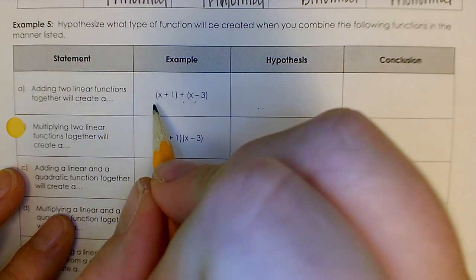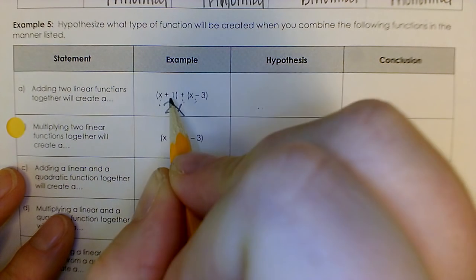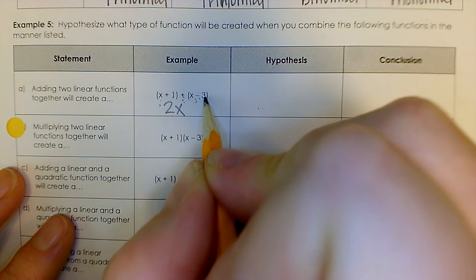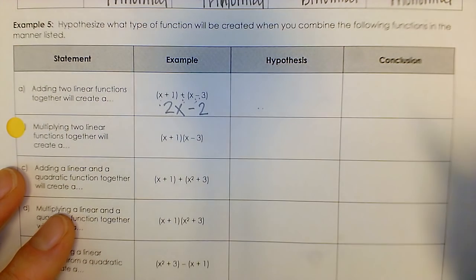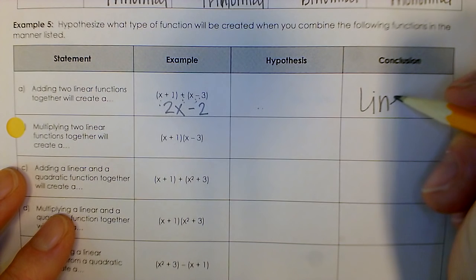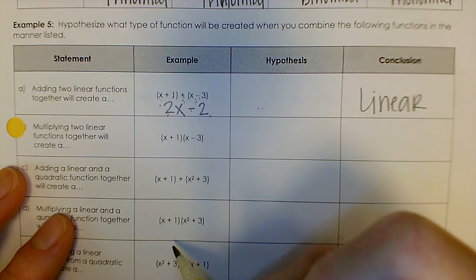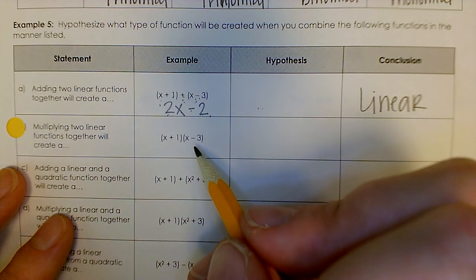Okay, let's look at it. x plus x gives me 2x. 1 plus negative 3 gives me negative 2. So what type of function is it? It's linear, right? It looks like mx plus b. Okay?